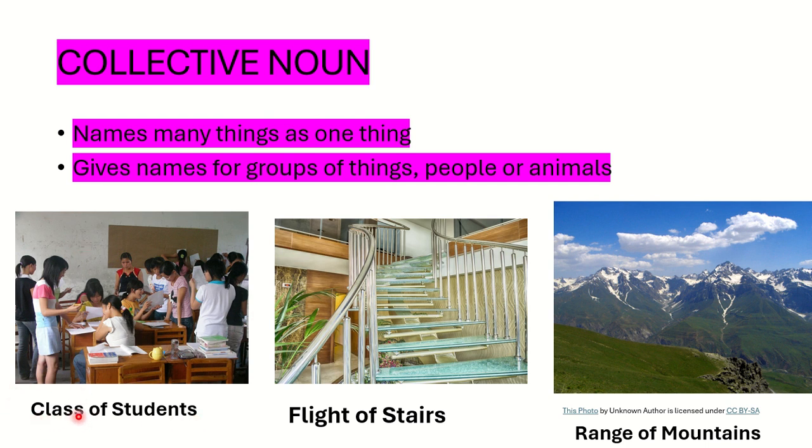So class. In the second picture, we see that there are many stairs. And we refer to this as a flight of stairs. So we have flight being the group name for stairs collectively. Then in the third picture, we see all of these beautiful big mountains. And because there are many of them, we can refer to them as a collective, meaning as one, by referring to it as a range of mountains. So there is a range there of mountains.